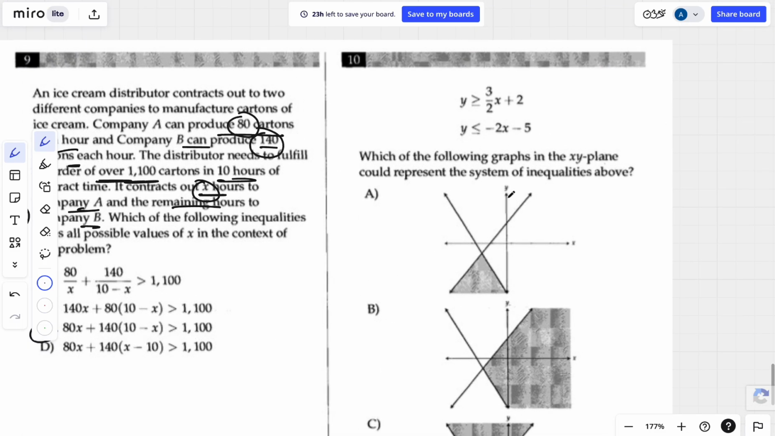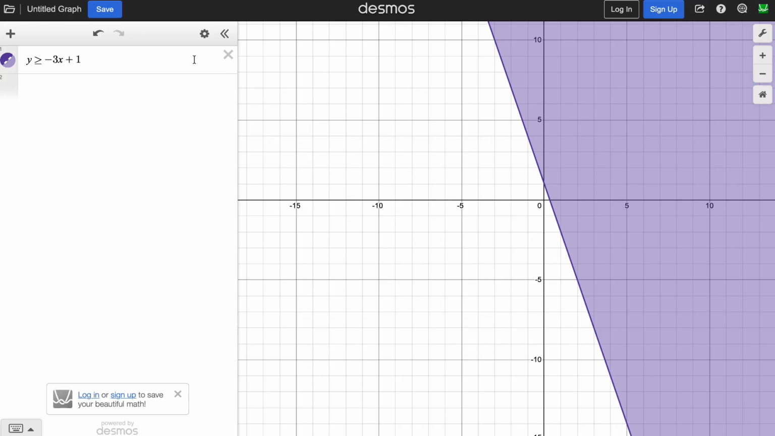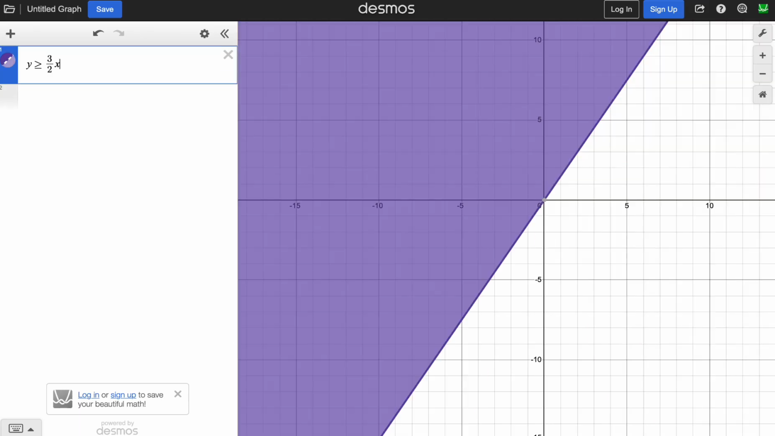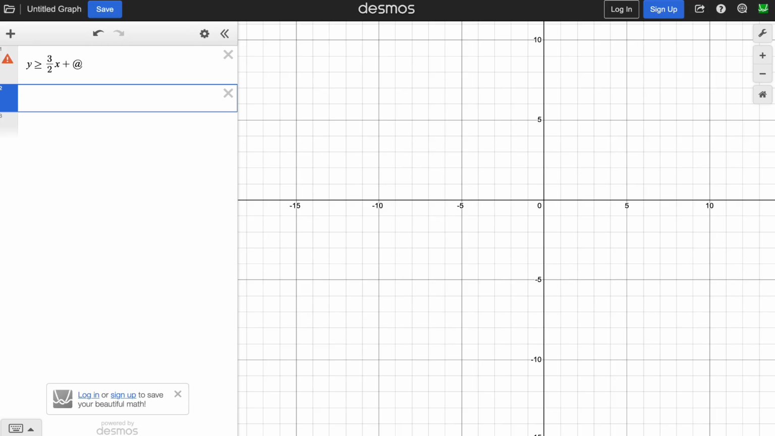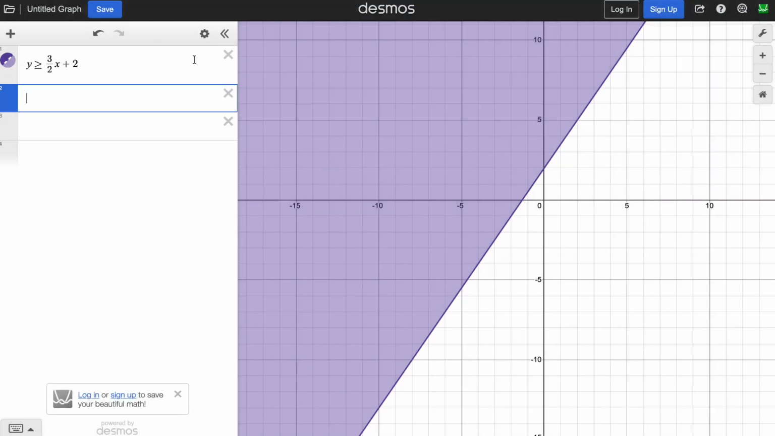Question 10, we have these two inequalities. We need to see which one is going to be correct. So for this, you can use Desmos. So 3 over 2x plus 2. That's the first equation. The second one is negative 2x minus 5.